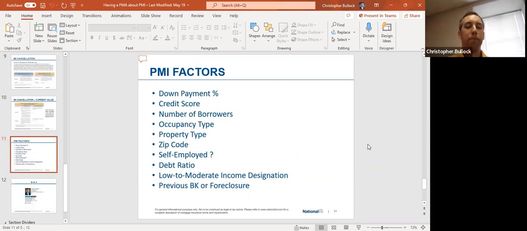So everything from down payment, credit score, number of borrowers, occupancy type, property type, zip code, if they're self-employed, the debt to income ratio, low to moderate income designation, if they are in an affordable lending program like Home Ready and Home Possible, that will give you a much lower MI, and if they had a previous bankruptcy or foreclosure on their credit report. So that's a lot. There's a lot going on there. But being that they are in the insurance field, it seems like they look at just about everything possible.